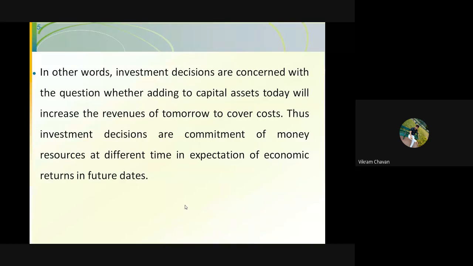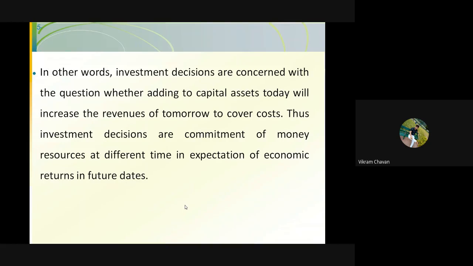Now, in other words, the investment decisions are concerned with the question whether adding to capital assets today will increase the revenue of tomorrow to cover costs. Thus, an investment decision is the commitment of money and resources at different times in expectation of economic return at future dates. Why are we doing this capital investment? The answer is provided over here.